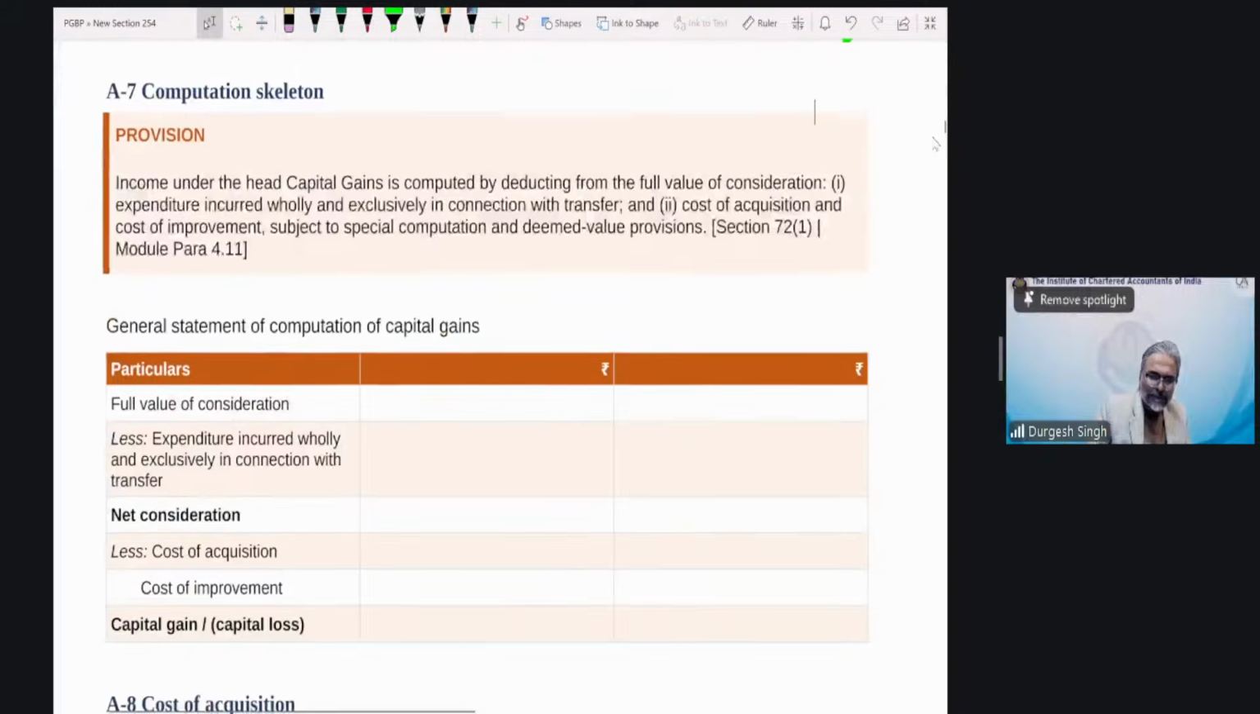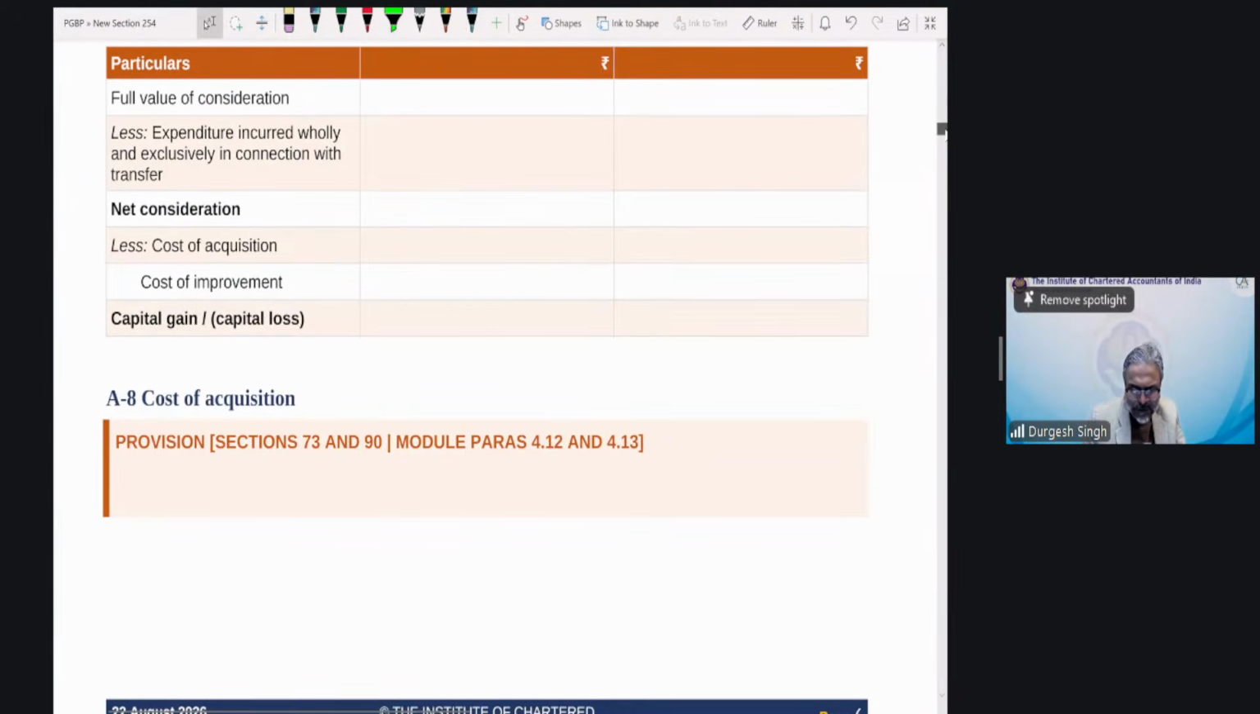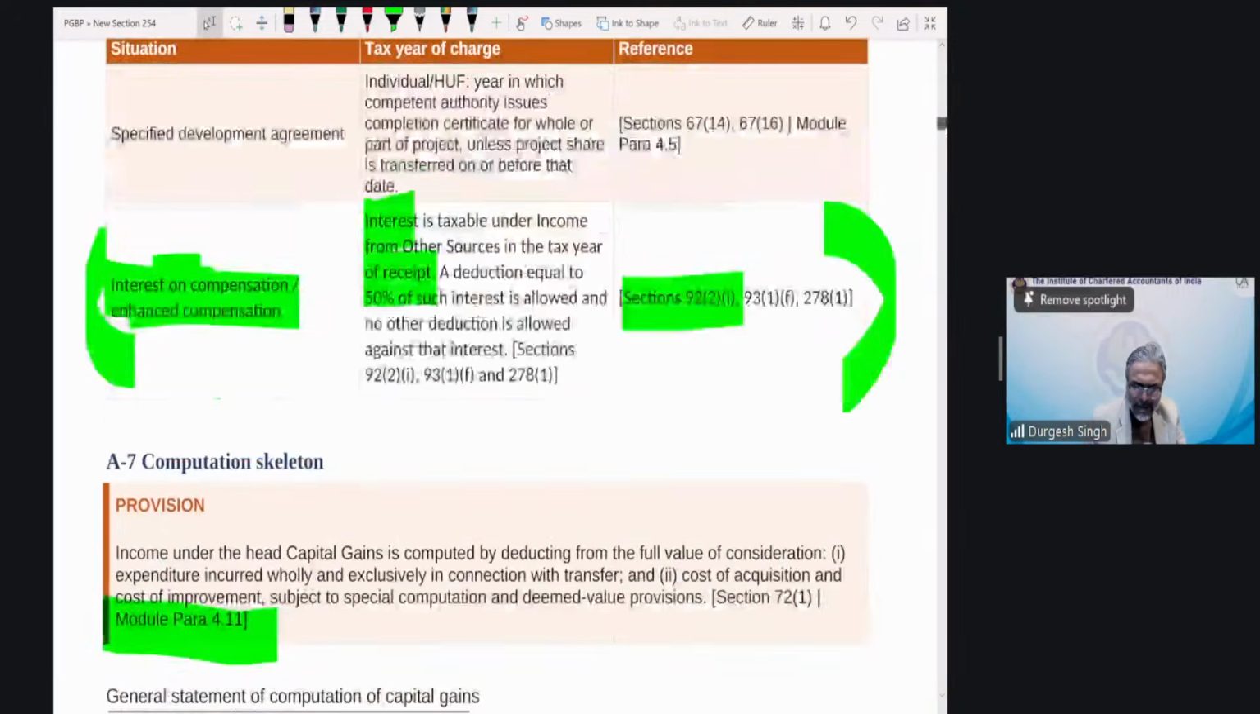Section 72, all the module page numbers, students, have been given to you. So I'm just giving the module paragraphs. The format, students, is the same. Nothing new. Just the section is new. Earlier it was 48, now it is 70. That does not mean that the format is also new. Same format. What is the format?